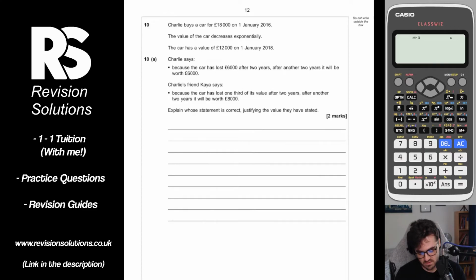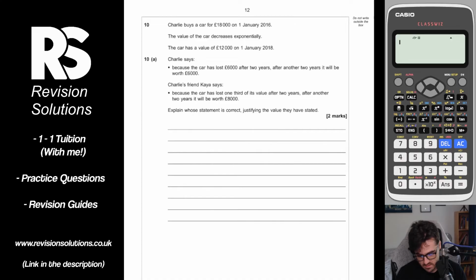Kaya says because the car has lost 1/3 of its value after 2 years, after another 2 years it will be worth £8,000. Explain whose statement is correct, justifying the value they have stated. So Charlie's wrong, because that's not how exponential models work. Kaya is correct, because the proportional change over the same time period will be the same for an exponential model.